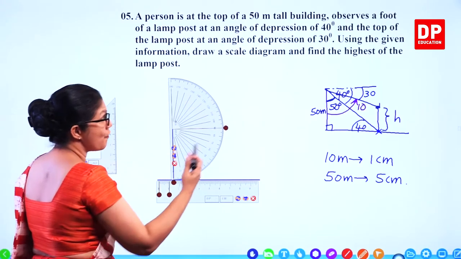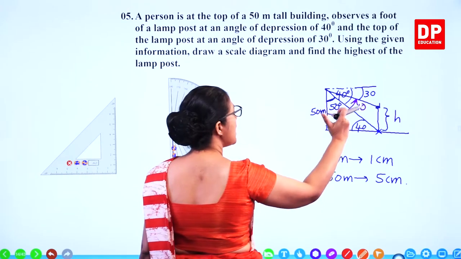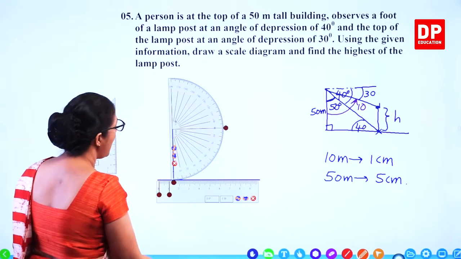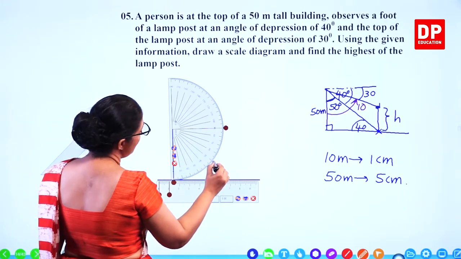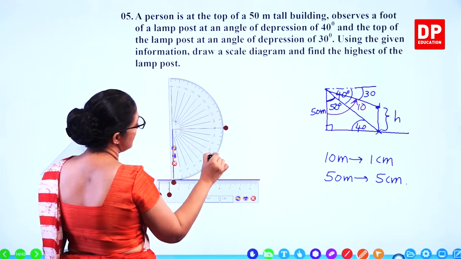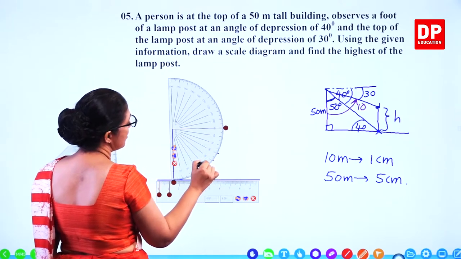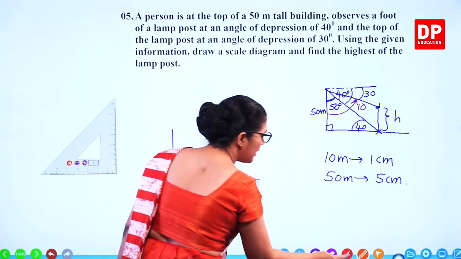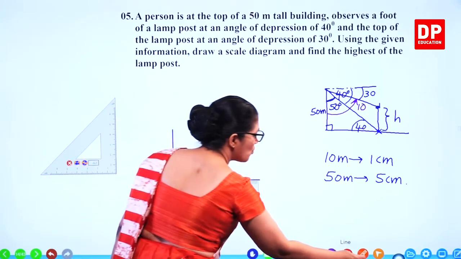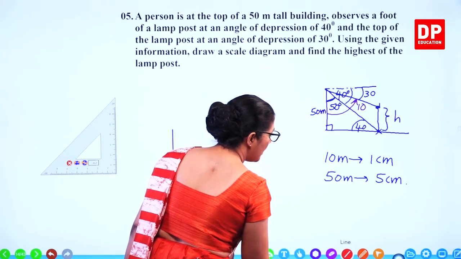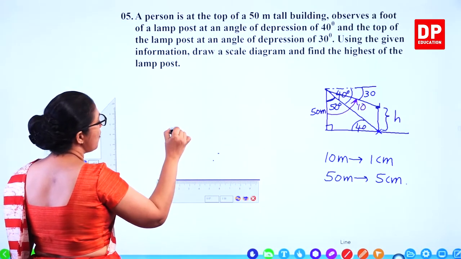We can measure from here 50 and 60 degrees. From here, 50 is here and 60 is here. So you can mark the two points. Now you can connect those two with the ruler. This is the top of the building.